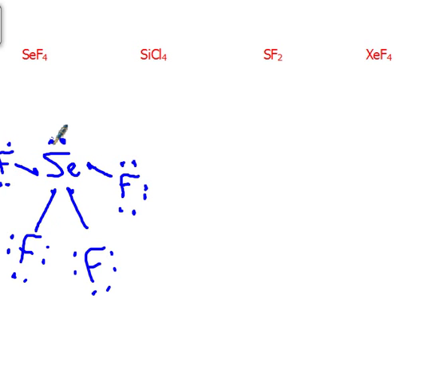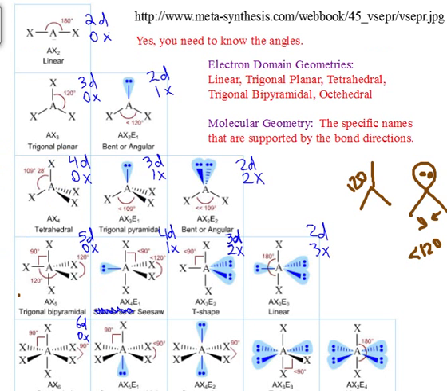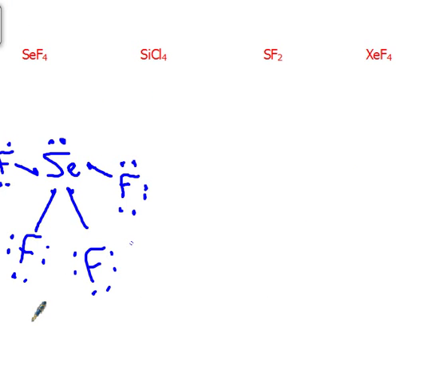This is 4 directions and an extra pair. 4 directions and an extra pair is seesaw. So you've identified it as seesaw. Good job. You need to practice. Let's try the next two.